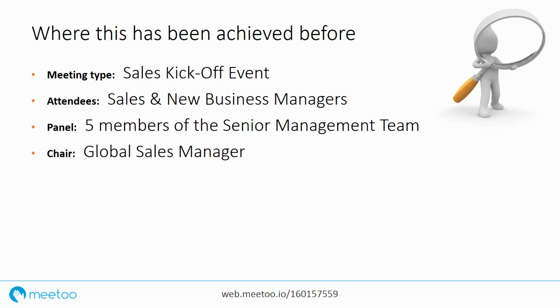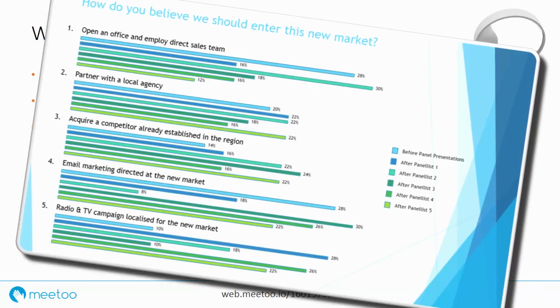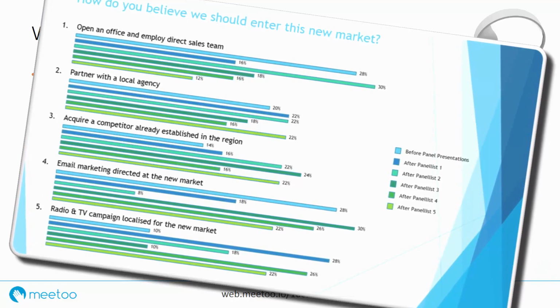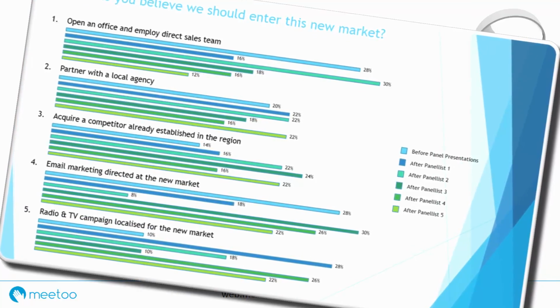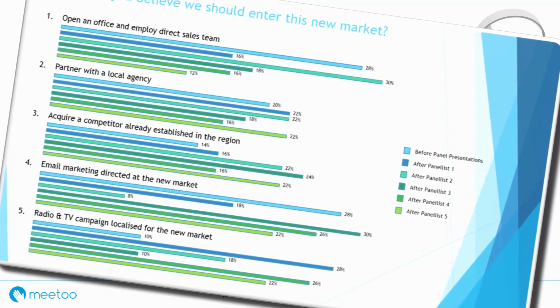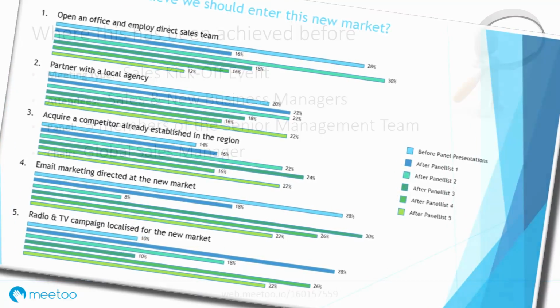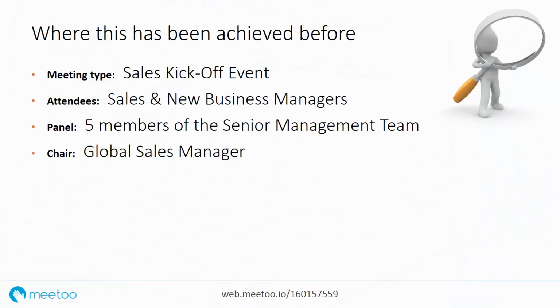After each panel member responded, the facilitator would present the same poll to the audience. However, this time the results would not be revealed. At the end of the session, a comparison slide was shown to display the shift in the audience's responses, making it easy for the facilitator to talk about how opinions had changed based on the points of view presented by the 5 panellists.